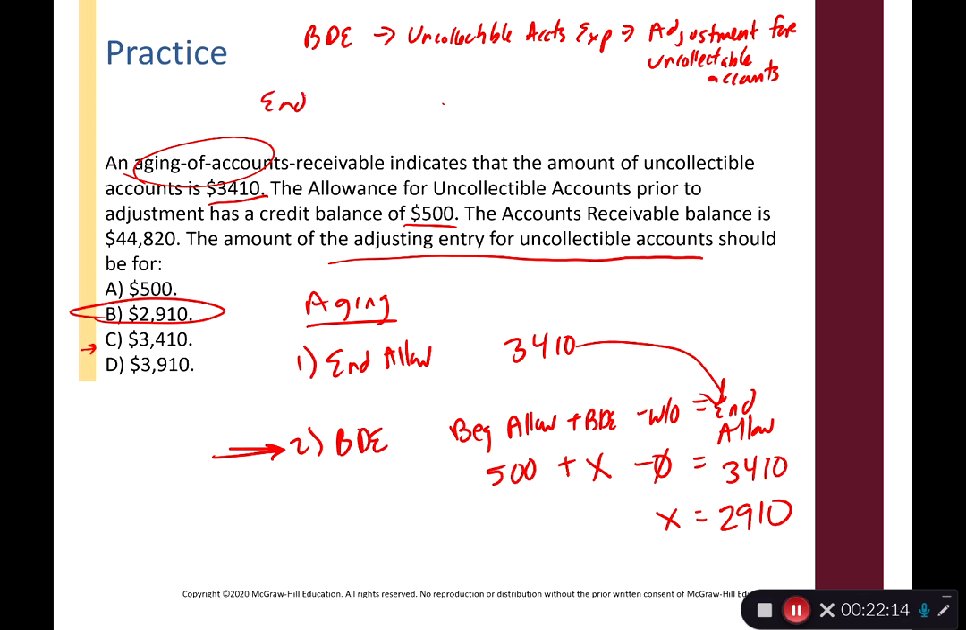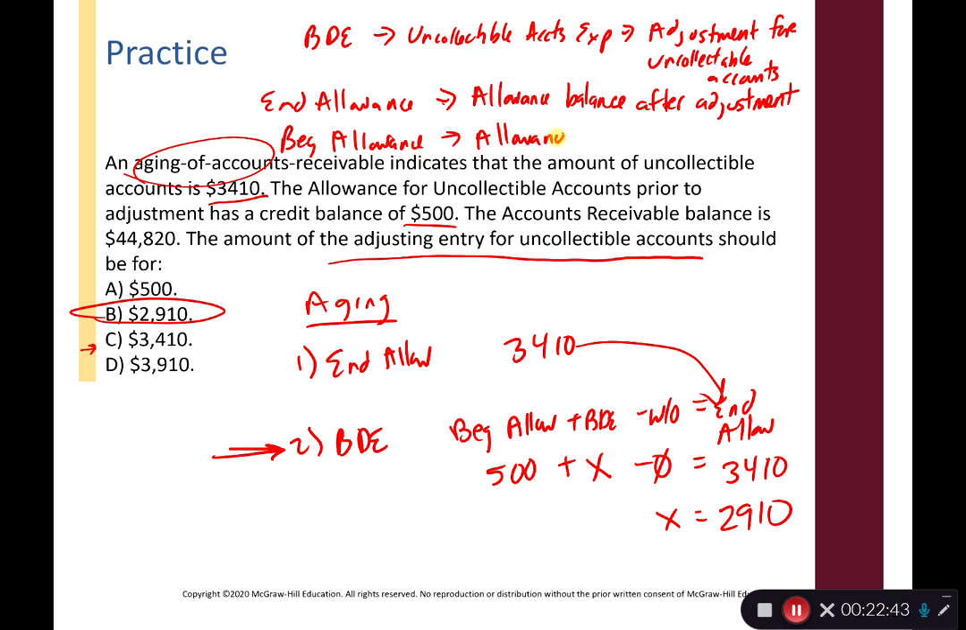The ending allowance would also be known as the allowance balance after adjustment, because after we make the adjustment, we'll get our ending allowance. And then the beginning allowance would be the allowance balance before adjustment. So don't let the wording mess you up.